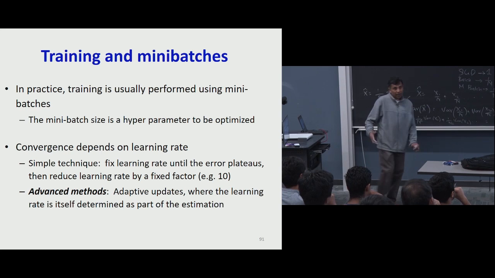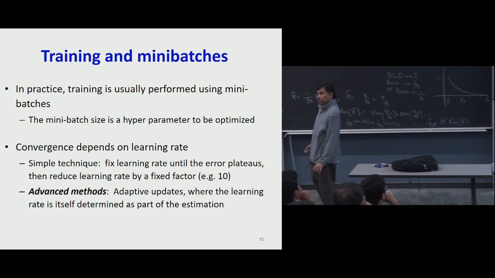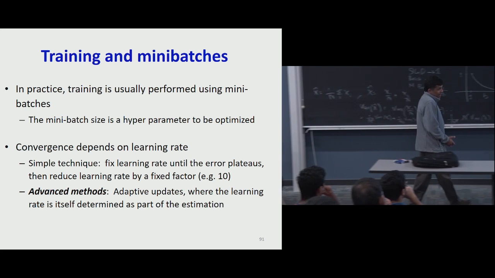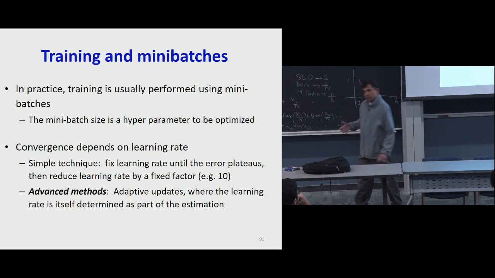So in practice, training is generally performed using mini batches. The mini batch size itself is a hyperparameter that must be optimized. Why so? Because we've seen that the variance in your loss depends on the mini batch size, 1 over b. And depending on the specific problem that you're trying to solve, and your initial estimate too, there's going to be greater or lesser sensitivity to this particular variance.